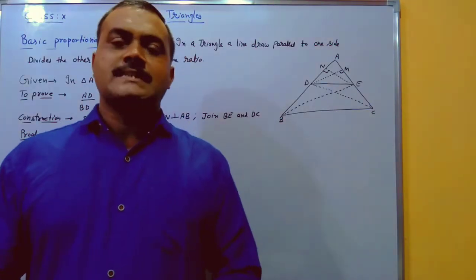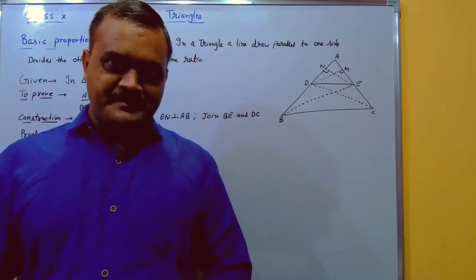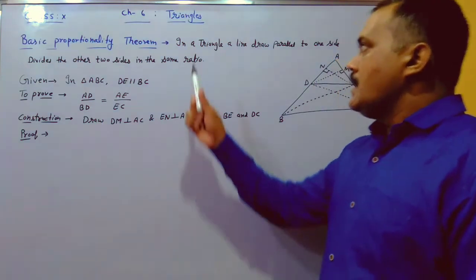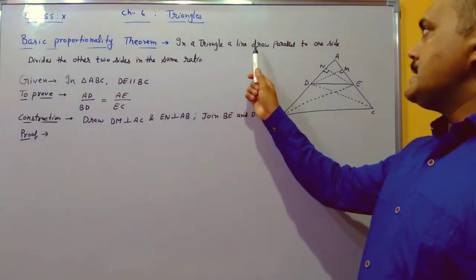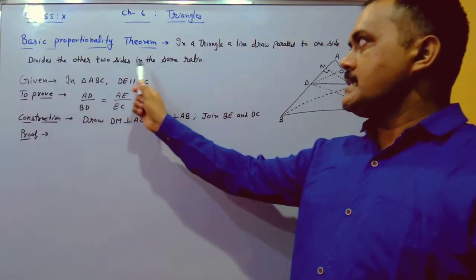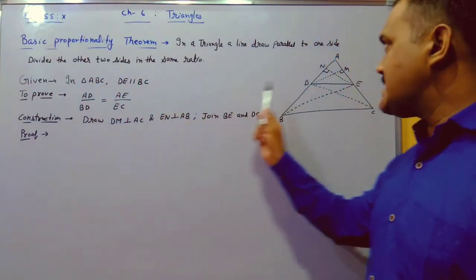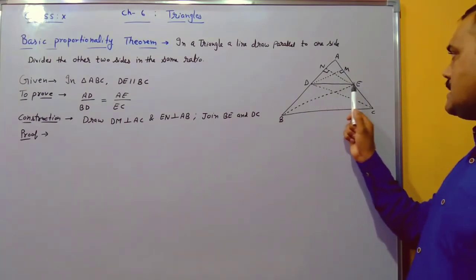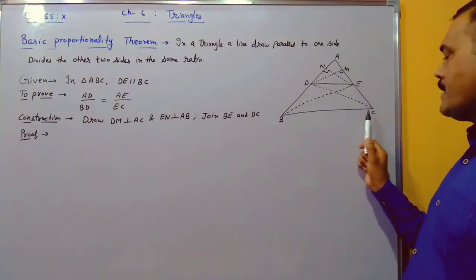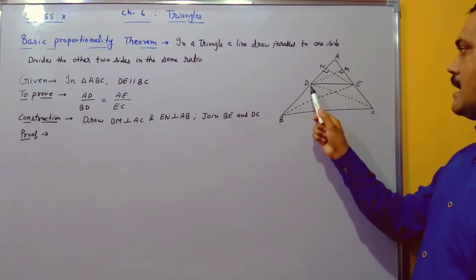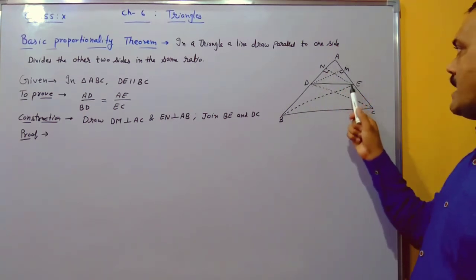So let us see what is the basic proportionality theorem. You can see the statement of the theorem. This is quite simple. In a triangle, a line drawn parallel to one side divides the other two sides in the same ratio. So you can see in this diagram, in triangle ABC, this DE is drawn parallel to BC, then we need to prove that AD upon BD is equal to AE upon EC.